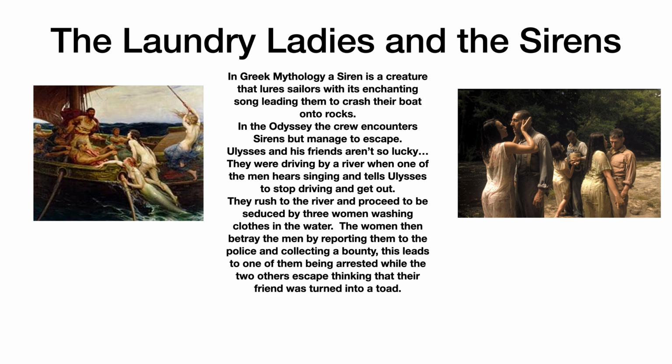They were driving by a river when one of the men hears the siren singing and tells Ulysses to stop driving and get out. They rush to the river and proceed to be seduced by three women washing their clothes in water. The women then betray the men by reporting them to the police and collecting the bounty. This leads to one of them, Pete, getting arrested, while the other two friends manage to escape, thinking that Pete was turned into a toad.